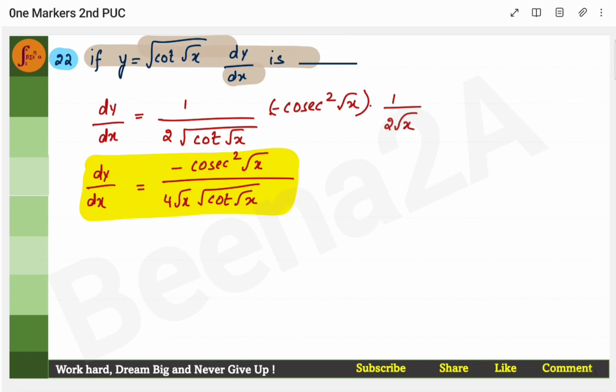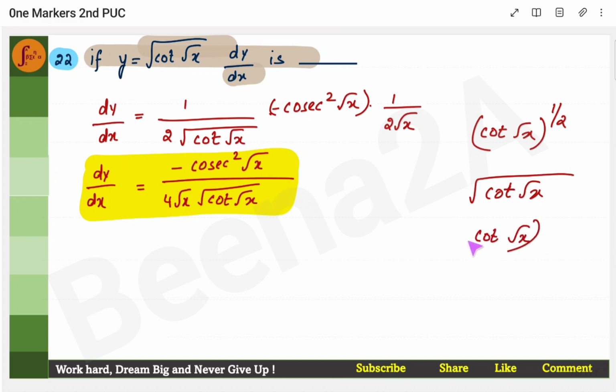Now like I said, this is a power, right? You can write this square root as a power, because I can always write square root like this. Instead of writing it like this, I can write cot of root x whole to the power half. So I have to give preference to power first.